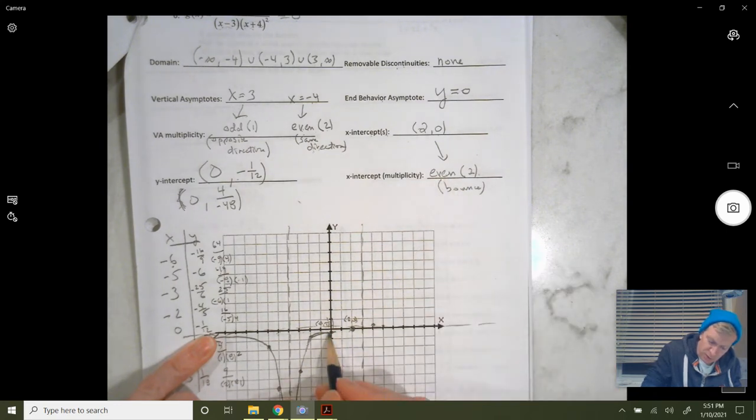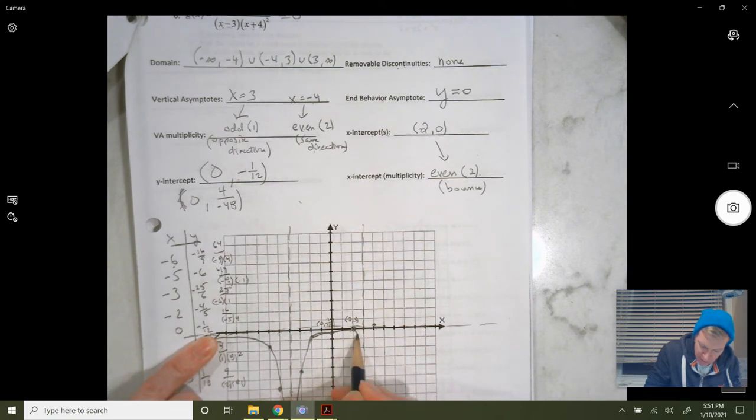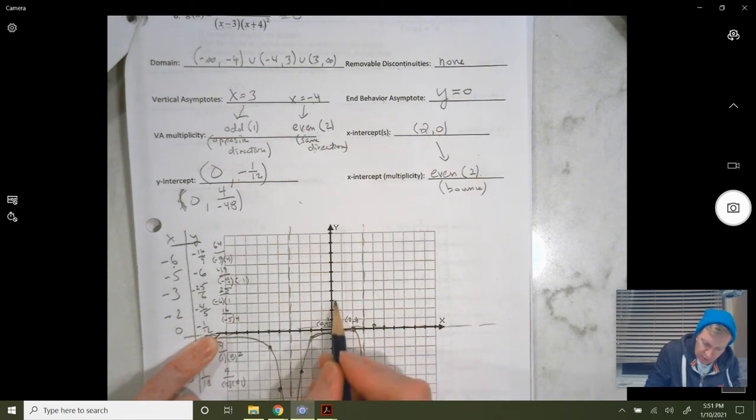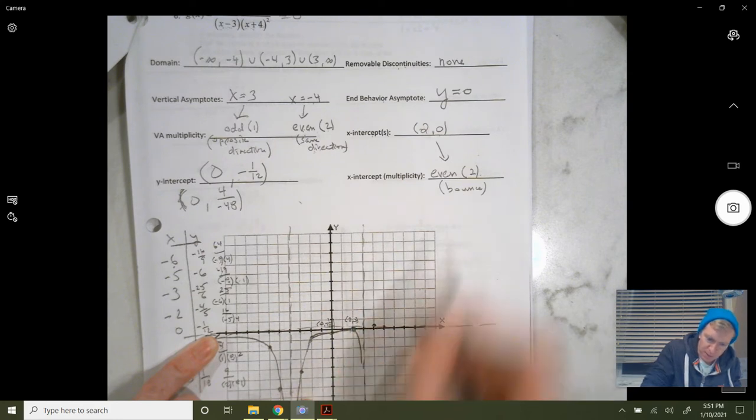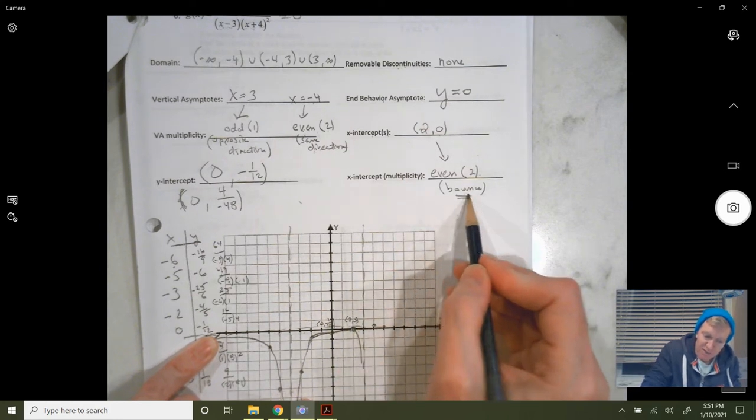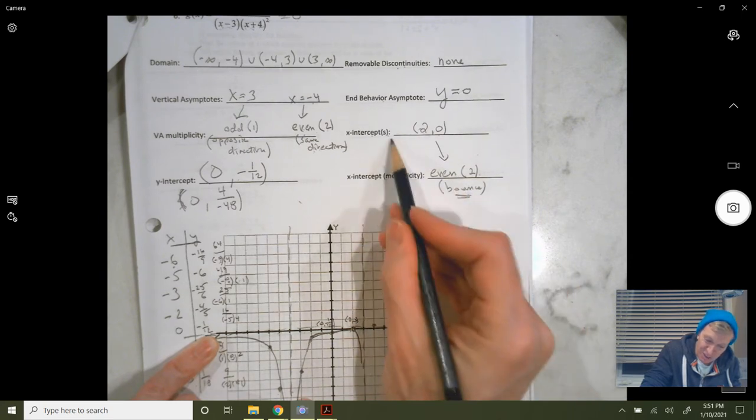bounce. A lot of times you pass through your x-intercept and end up on the other side. But in this case, you just barely touch it and then you come back in the opposite direction. You bounce off of it. Okay, if you're below it, you're going to touch it and stay below. If you're above it, you're going to touch it and stay above. You're going to bounce off the x-axis. So that's what bounce means. And you know there's a bounce if the multiplicity of that x-intercept is even.